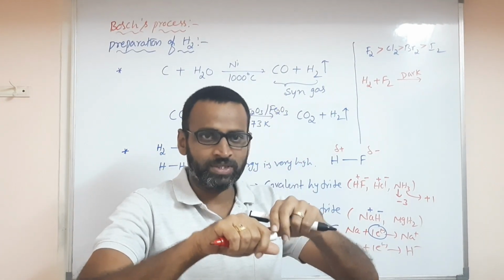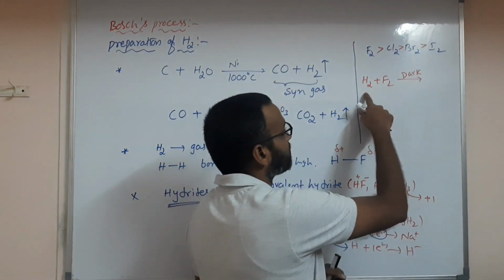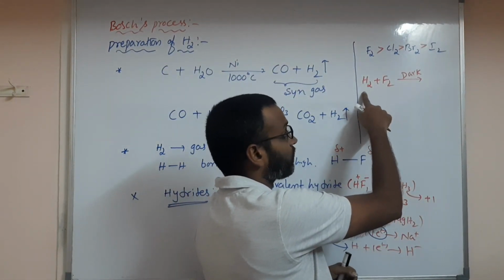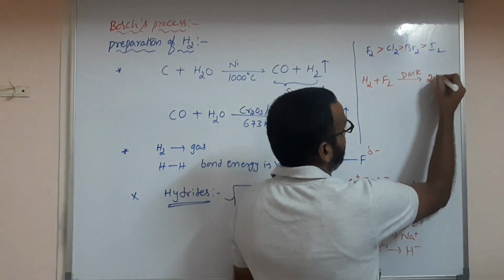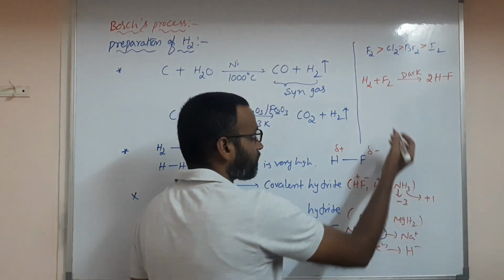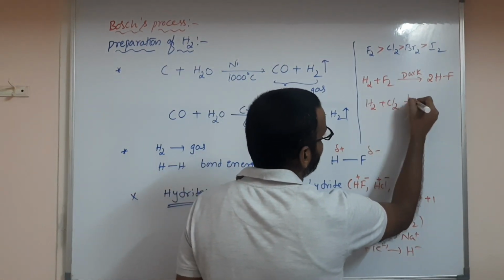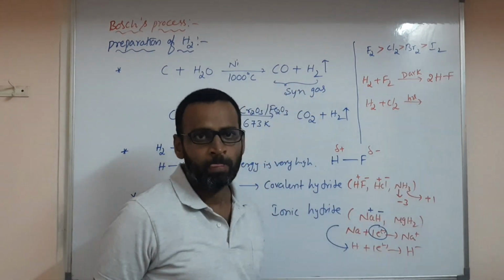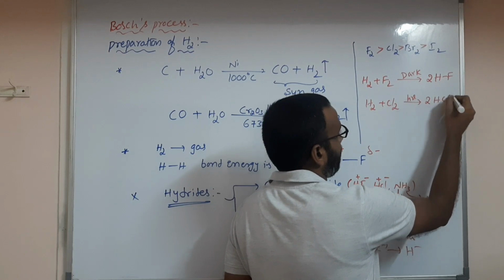So the F single bond F bond can easily break. So F can easily initiate the breaking of the H single bond H. Certainly you will have 2 moles of HF. Like this it happens. So H2 plus Cl2, if you see, some sunlight is required. Then here you have 2 moles of HCl.